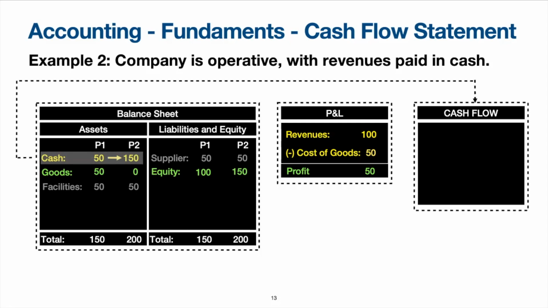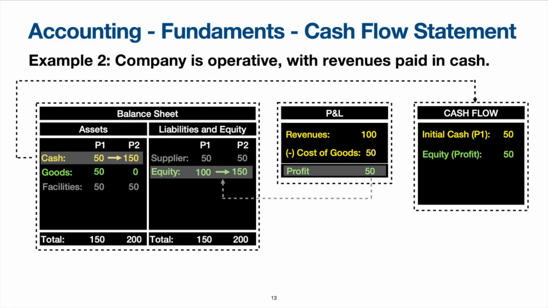How does it work in our cash flow now? I have my initial cash position of 50 of P1. Now my profit is generating an origin of resources, and therefore my equity is increasing in 50. This 50 is now shown in my cash flow as an increase in equity. Then I have my goods being sacrificed because I have used that to sell to my customer. I don't have them anymore.